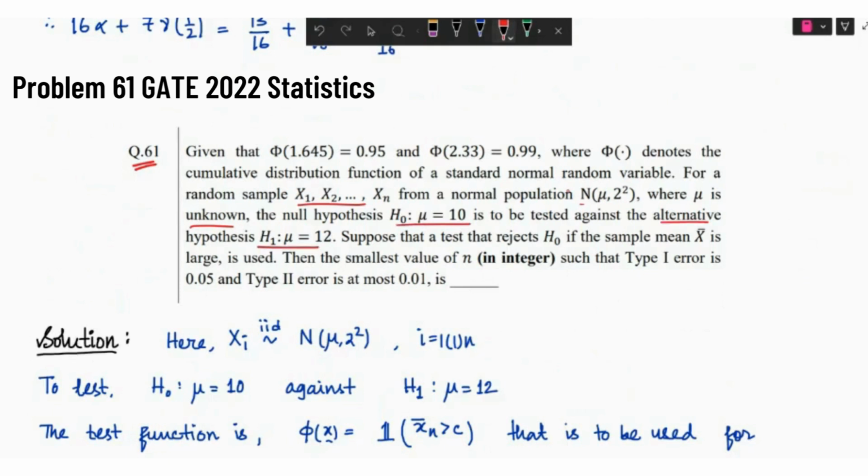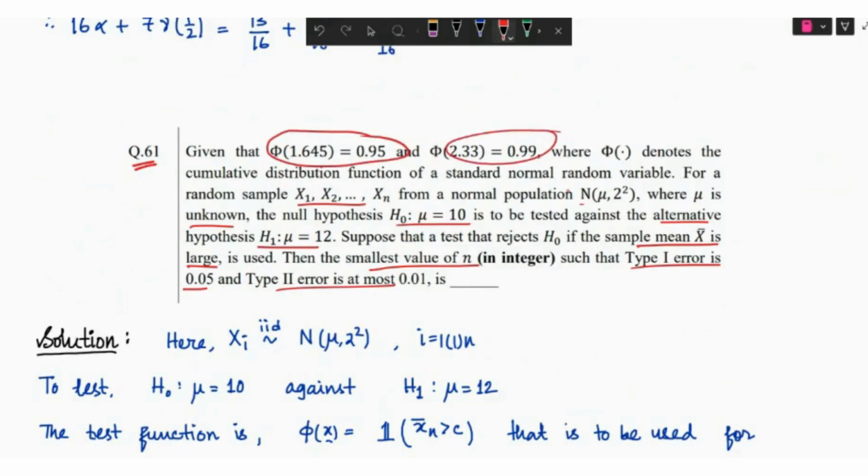Okay. So the testing rule is given by: reject if the sample mean is large. So how large is large? We will determine it by our method. Then we have to find the smallest value of n such that type 1 error is 0.05 and type 2 error is at most 0.01. We have been given some values. We will use them in the problem.